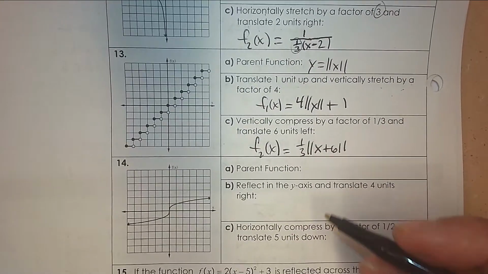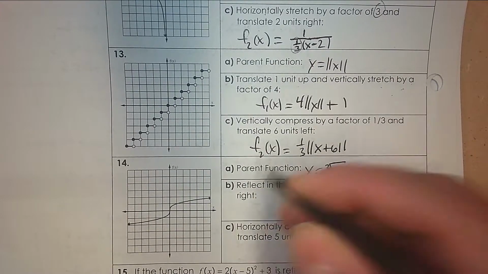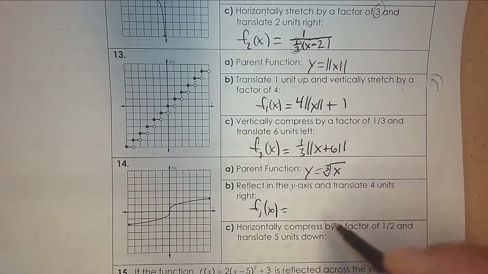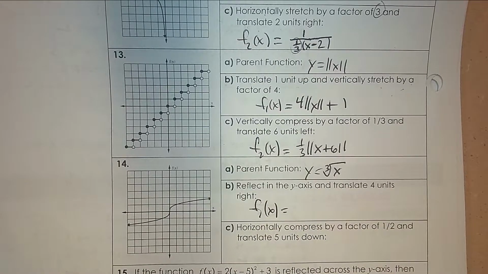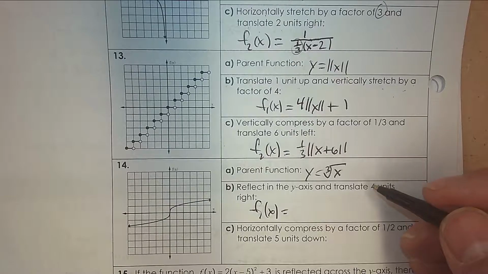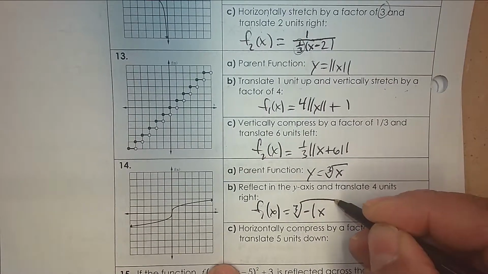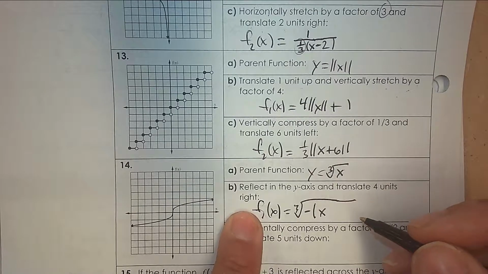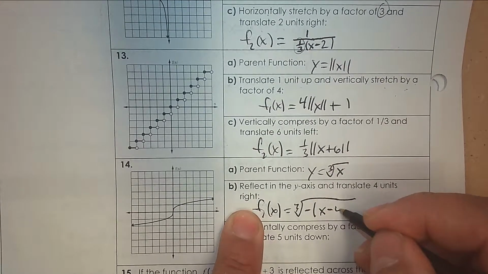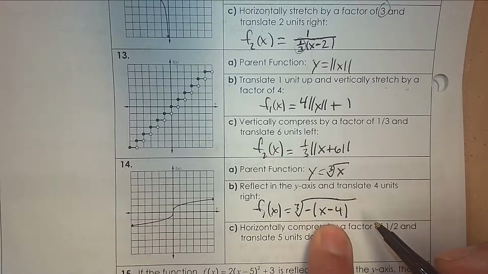A parent function, that's a cube root. So if I take that cube root and reflect it in the y-axis, that's actually on the inside, and then translate it 4 units right. So I have this. I need parentheses to do this on the inside, and then it's the opposite of what I see. So I'm going to subtract 4. So the negative reflects, and then the parentheses allows me to do the opposite, to go to the right 4.